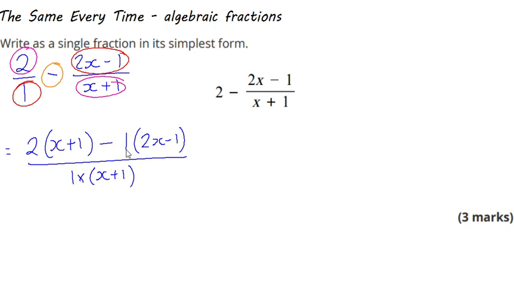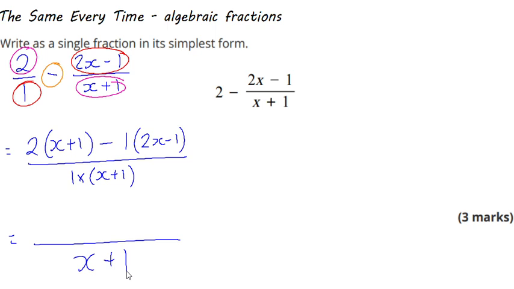Now I need to simplify, and my denominator is going to stay the same. 1 times x plus 1 is just x plus 1. I've not written the brackets. You could write the brackets, but when it's the entire denominator of a fraction, you don't really need them. You could put them in if you wanted to.